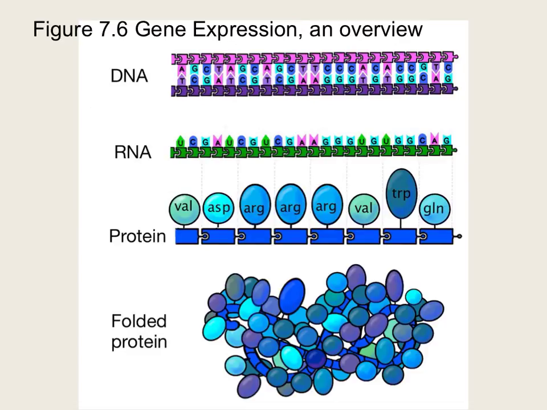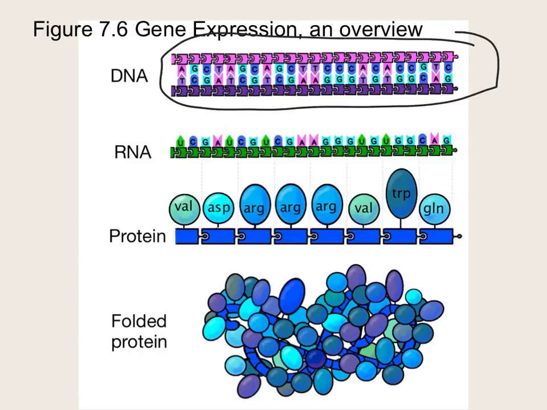So this is the overview of gene expression. We've got our DNA. We can then turn it into an mRNA, which is a complement to one of these strands. The U has been substituted for T, but it's basically the same thing. Then that RNA is translated into amino acids and the whole protein.